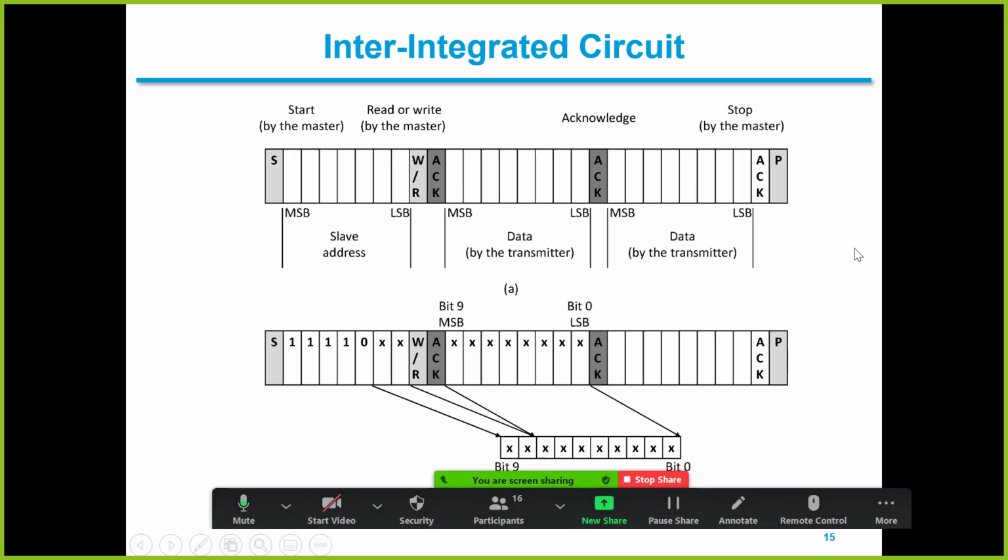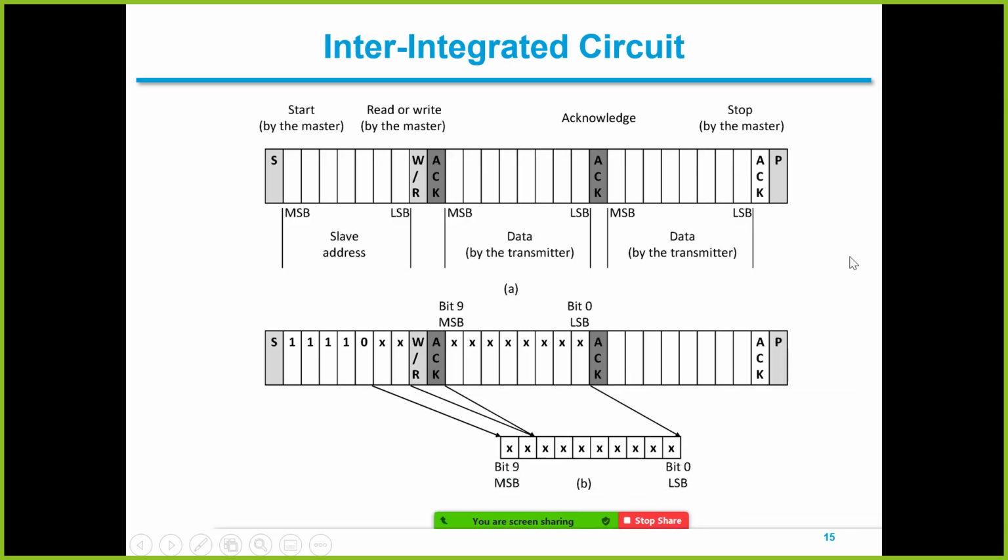And this figure shows the two addressing modes for I2C. Figure A shows the mode for older versions, that is the 7-bit addressing mode. Yeah, 7-bit addressing. And figure B shows the 10-bit addressing mode.